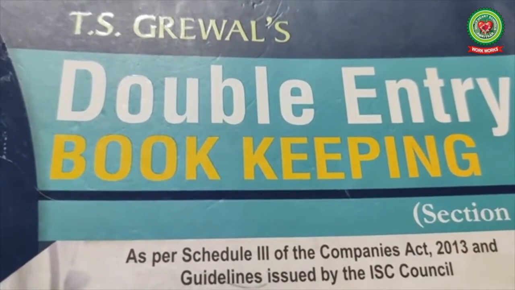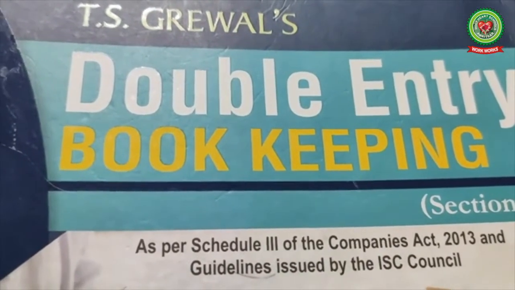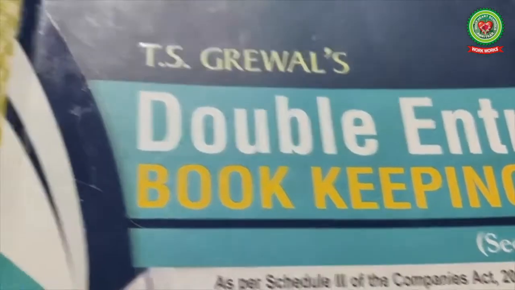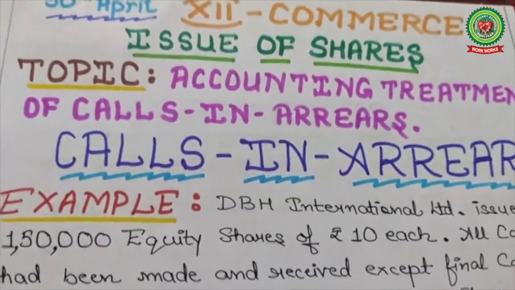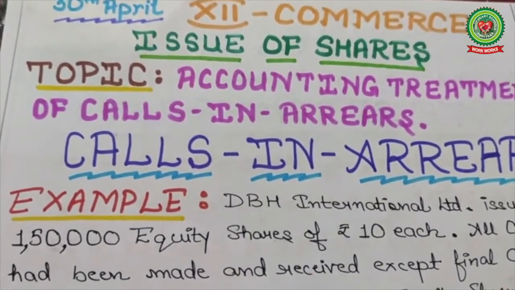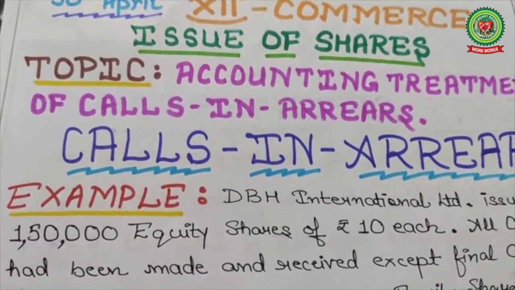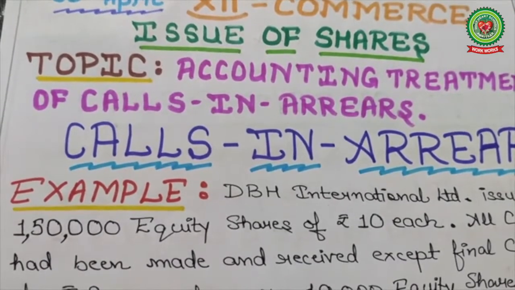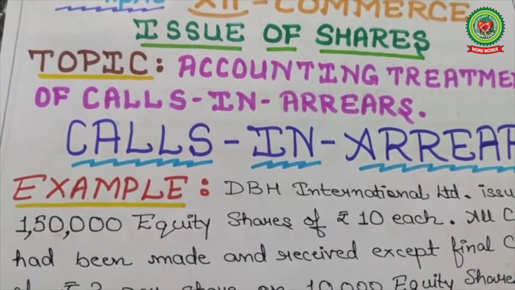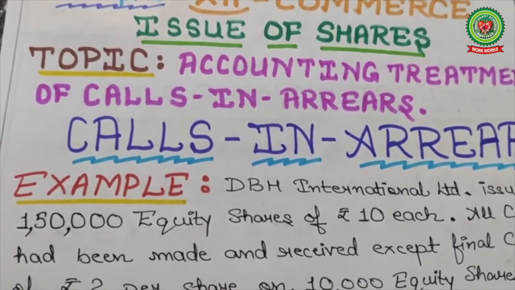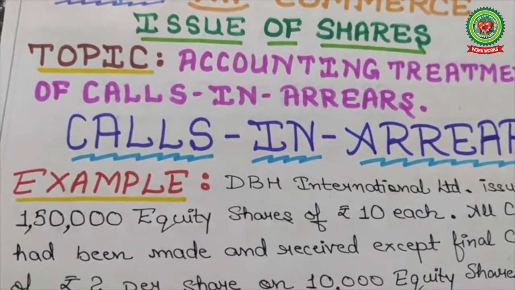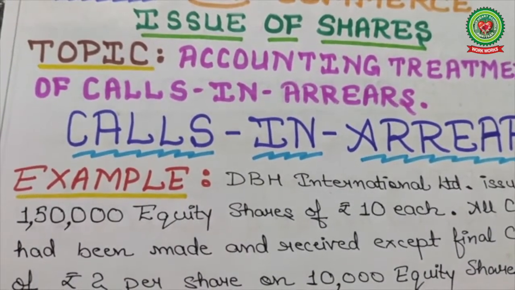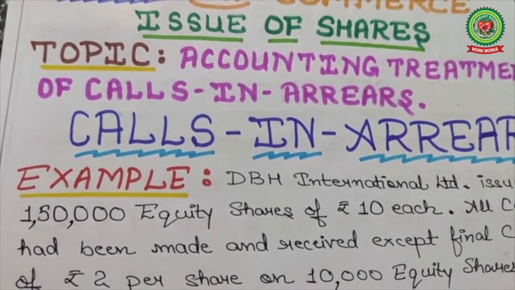Now it's your accounts class, and from your accounts book, double entry bookkeeping, I started one chapter named issue of shares. Yesterday I discussed with you issue of shares for consideration other than cash. If we purchase a business, it is considered as consideration other than cash, and it is possible in the case of vendors, and when any person provides services like underwriters, promoters. In consideration, if companies issue shares, it is also considered as consideration other than cash.